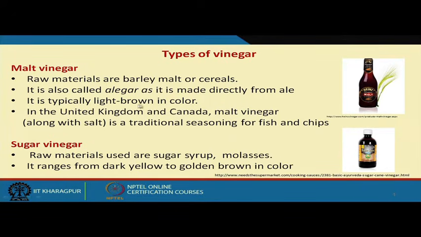It is typically light brown color. You can see it is a light brown color, and in the United Kingdom and Canada, malt vinegar is a traditional seasoning for fish and chips. For sugar vinegar, the raw material is sugar syrup or molasses. It ranges from dark yellow to golden brown color.